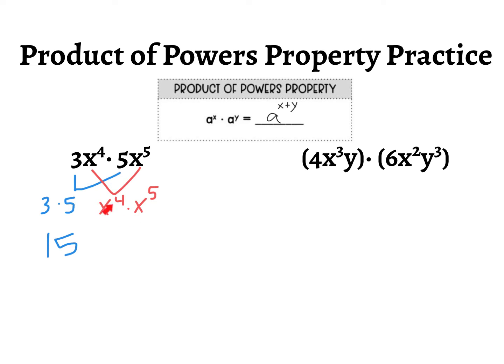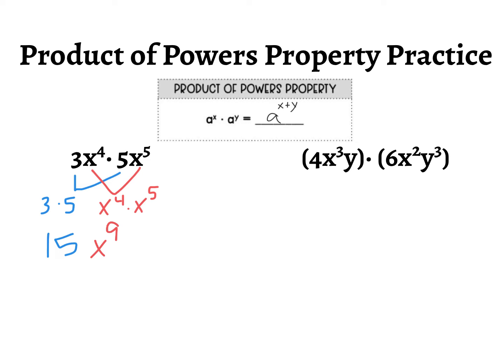Over here, I ask myself, how many x's will I have in total? X to the fourth, x to the fifth. Notice how the x's are now the base. We add the exponents. So 4 plus 5, we get 9. And I'll put this in red. X to the 9th power.